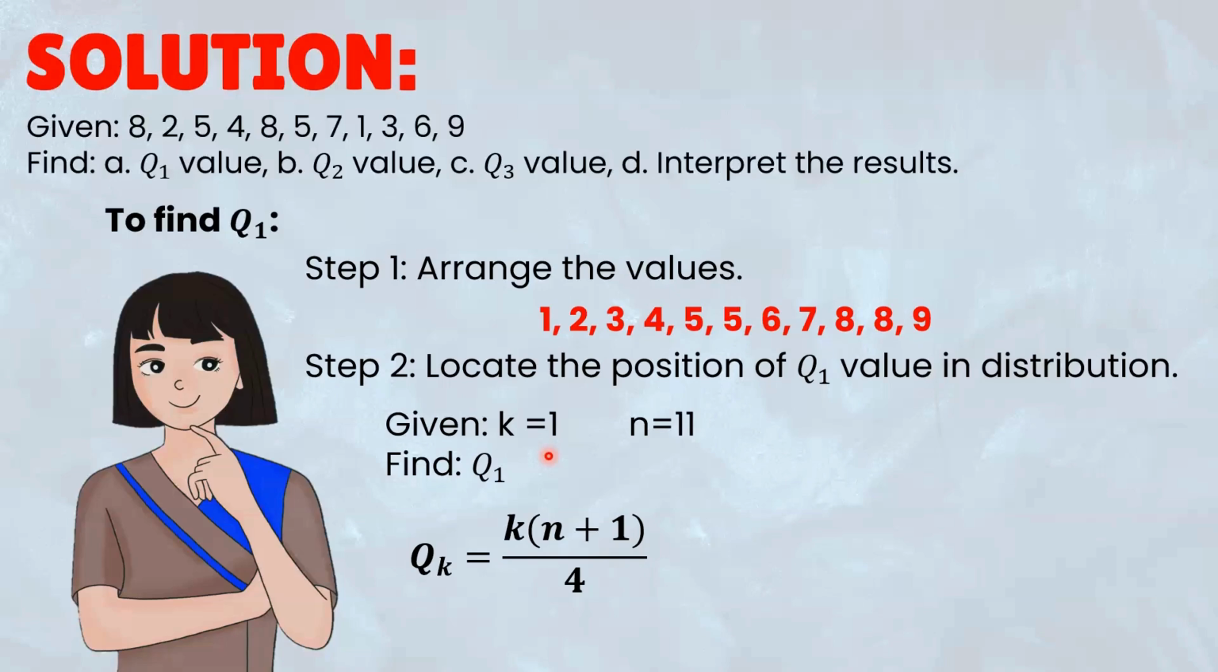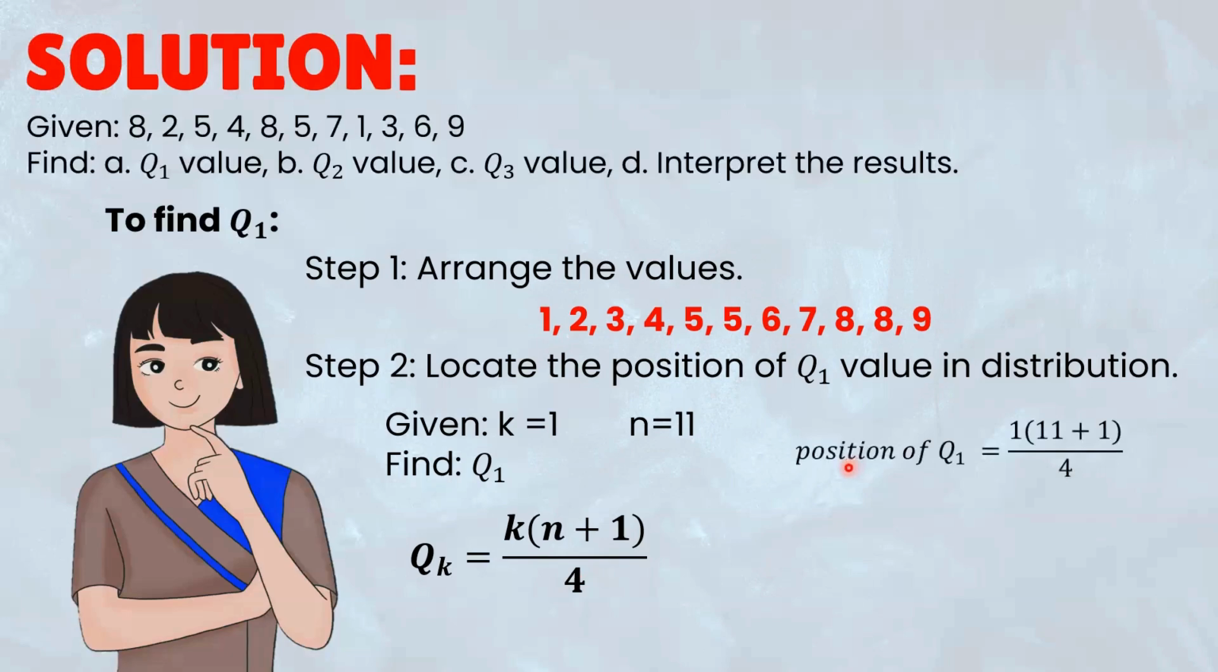If we are looking for quartile 2, k is equal to 2. If we are looking for quartile 3, k is equal to 3. And our n in here is 11 because we have 11 scores in our data. Let's now substitute the given to our formula.